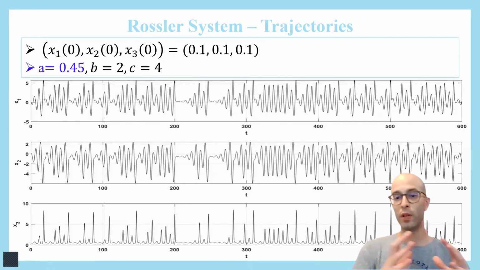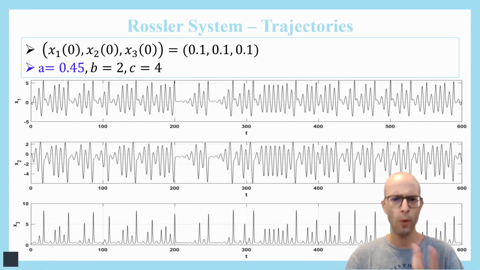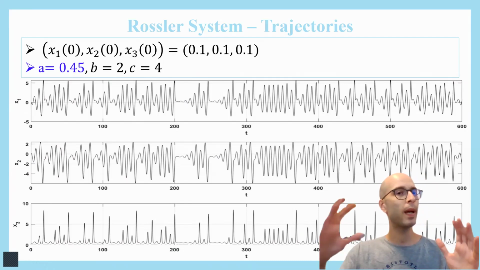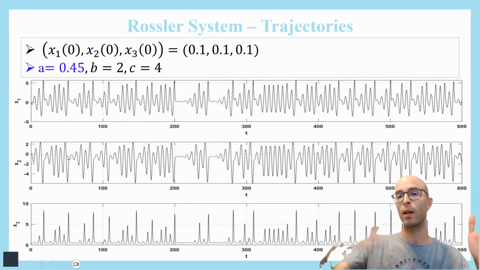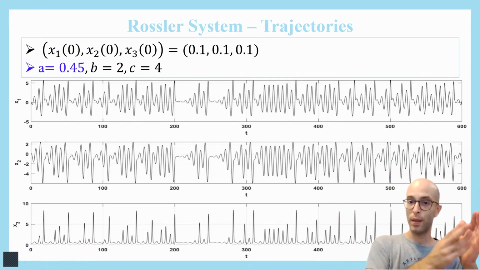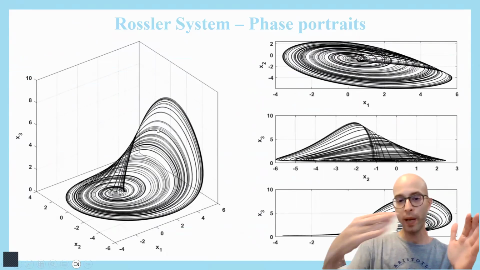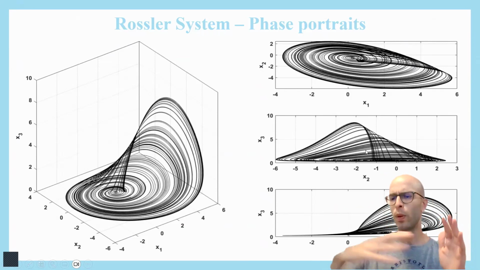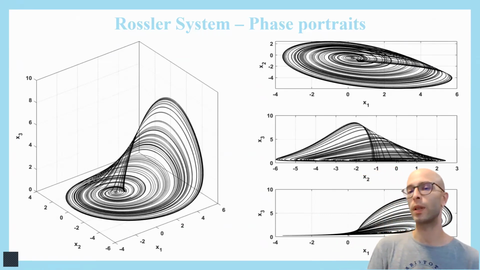Now, this solution is plotted with respect to time. Another thing that we can do, and you have probably seen it even in some pop culture, is we can plot the three states not with respect to time, but with respect to one another. So instead of plotting x1 with time, x2 with time, x3 with time, I plot them together. So x1 with respect to x2 with respect to x3 in this graph right here. And here I have the two-dimensional graph: x1 with respect to x2, x2 with x3, x1 with x3. This is called the phase diagram or the phase portrait of the system.